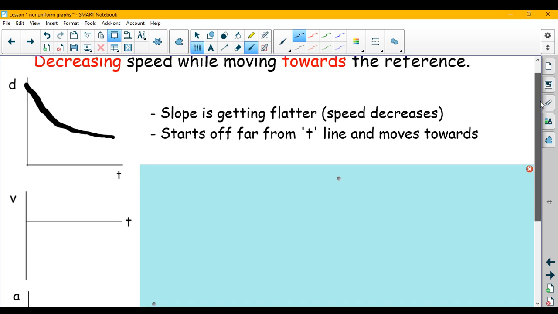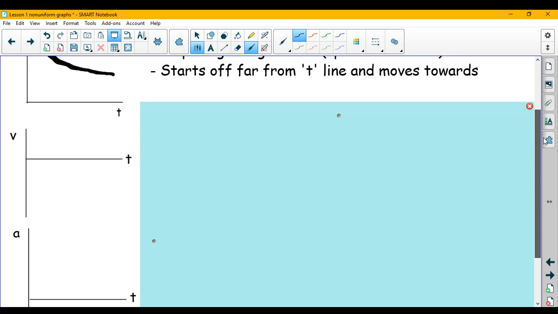When I move on to the VT, the velocity time graph, I automatically know I'm going to be in the negative quadrant because it says I'm moving towards. As soon as I see towards, I know negative velocity, because the negative on velocity just means towards instead of away. So I'm going to be down here.